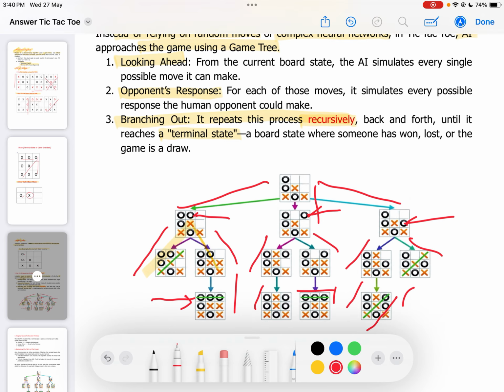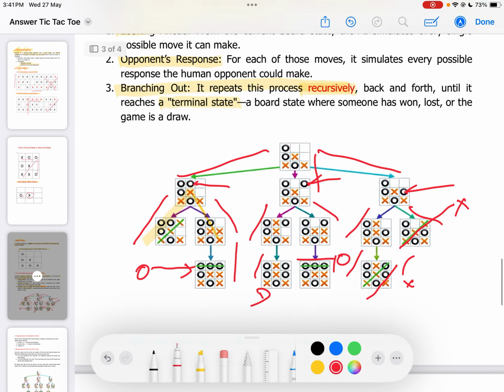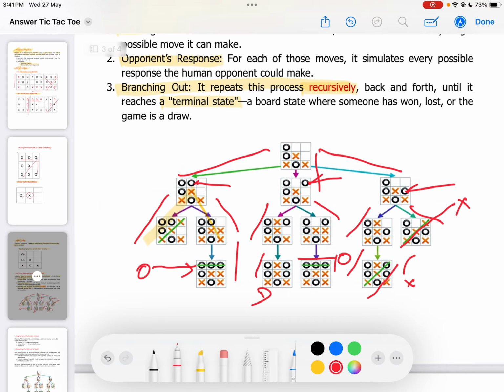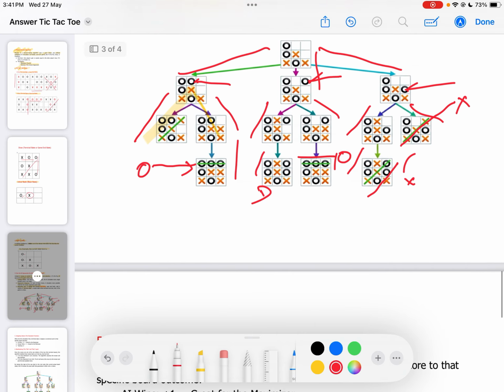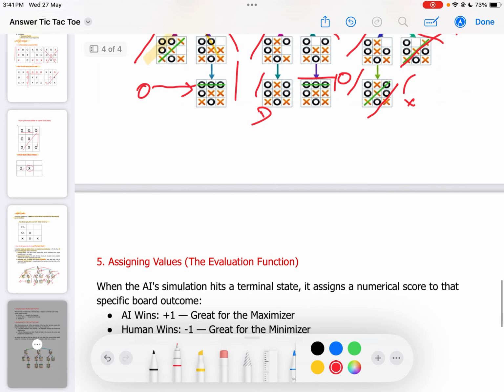Okay. Here X is winning, here X is winning, here O is winning, here O is winning. This is a draw. Okay, so it goes till this end point and sees what are the possible moves, and then what it does is it assigns values.